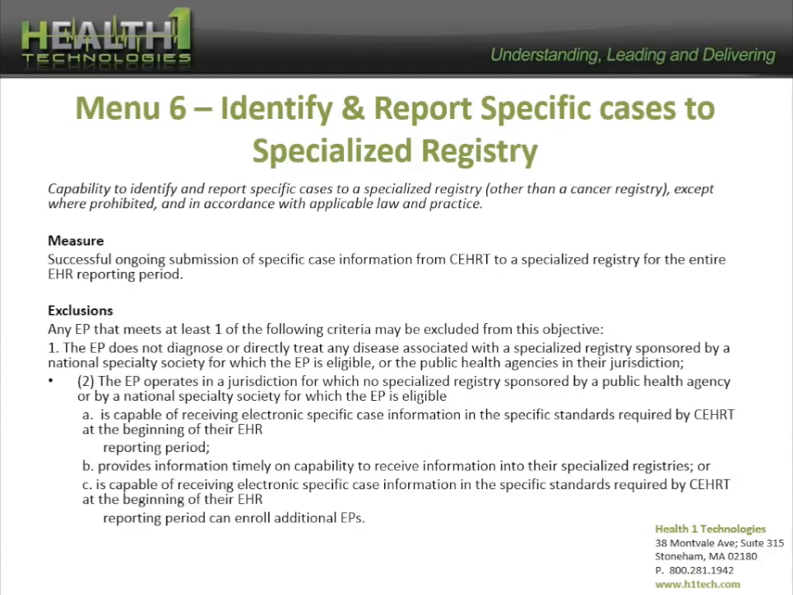Menu 6 is to identify and report specific cases to specialized registries. So this measure gets a little confusing to people. The capability to identify and report specific cases to a specialized registry other than cancer registries, except where prohibited, and obviously in accordance with the laws that I had mentioned earlier. So specialized registries would include birth defects registries, chronic disease registries, traumatic injury registries, or any registry that's focused on healthcare-associated infections. Those are all included under specialized registries.